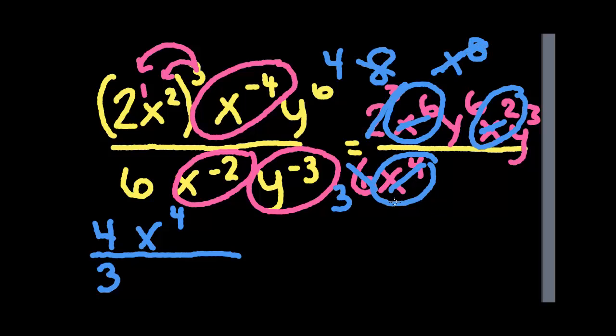It's often helpful if you can cross off as you go along so you know who you've taken care of and who you haven't. Then lastly, I have to deal with the y's. I have a y here and a y here. They're sitting next to each other on the same level, so I'm multiplying them, which means I add their exponents. So I have y to the 6 plus 3 is 9. So the final answer is 4x to the 4th, y to the 9th over 3.